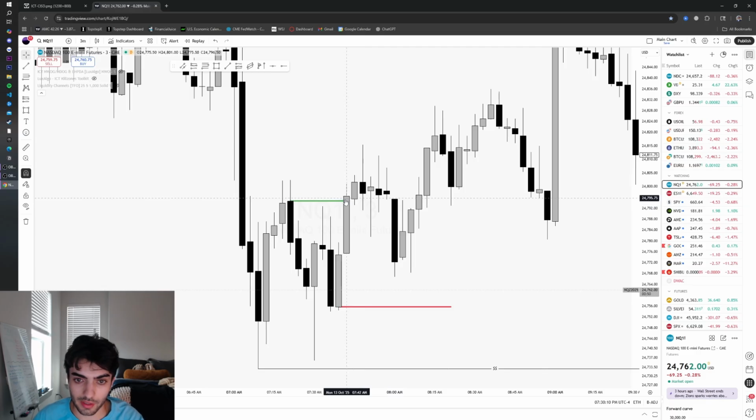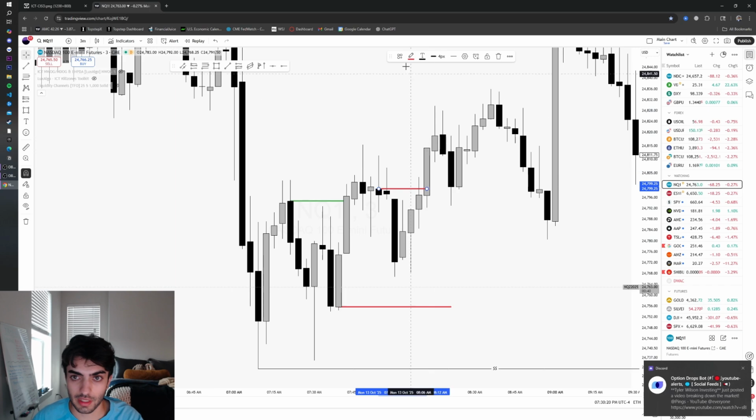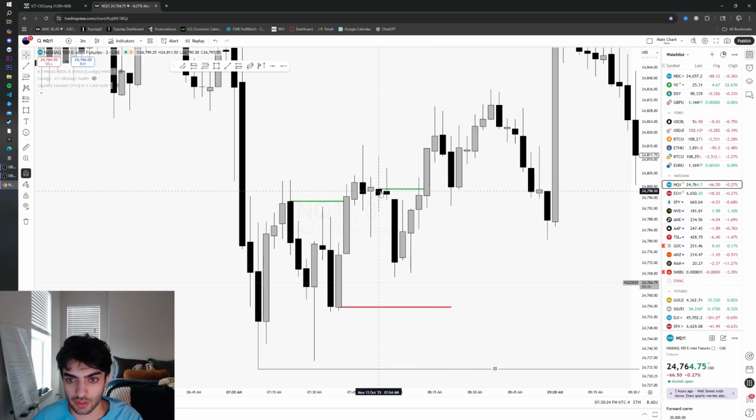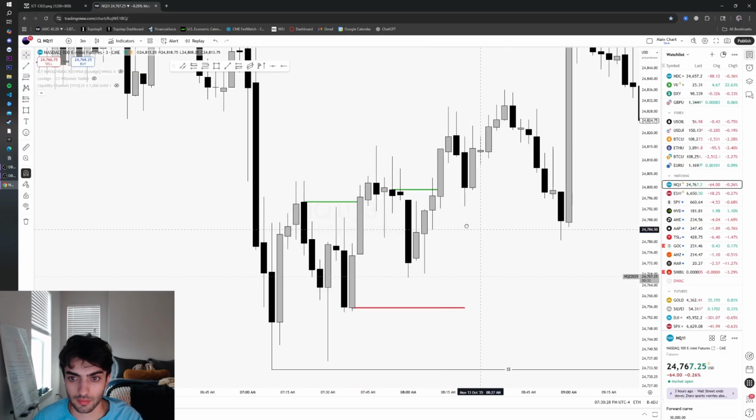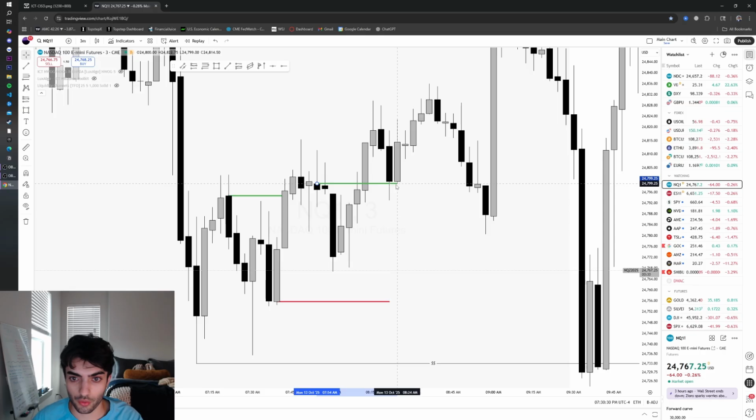So what ends up happening, if you do take this change in state of delivery here, see price create this new leg down. What do you want to see happen? The most recent candles that created that initial low, you see price close above it. You can see orders get filled here, and again, price moves higher.